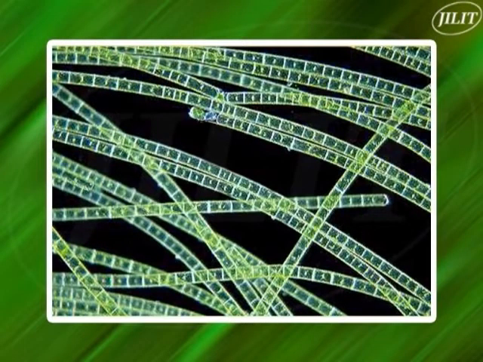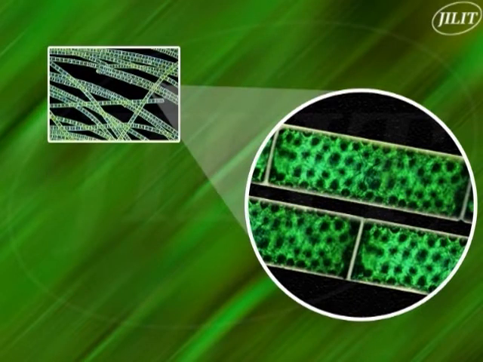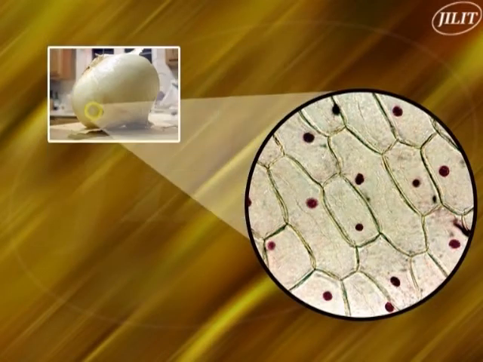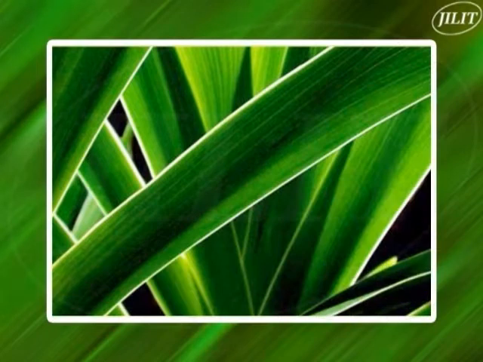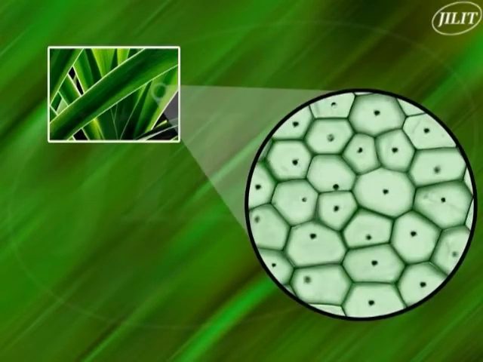This is a spirogyra, a free-floating filamentous form of green algae. Its cells are cylindrical in shape and are connected end to end. The cells of an onion skin are generally rectangular in shape. This is a monocot plant. Here are the epidermal cells of this plant.